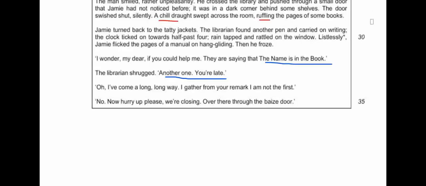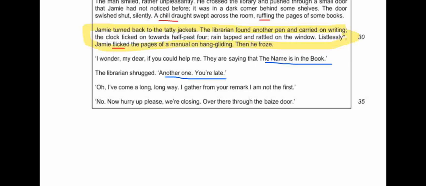Question 11. Look at lines 29 to 31. Why does the writer use the verb flick in this sentence? Jamie flicked the pages of a manual on hang gliding, line 31. So the verb flick. Let's check line 29 until 31. The clock ticked. Listlessly, Jamie flicked the pages of a manual on hang gliding.